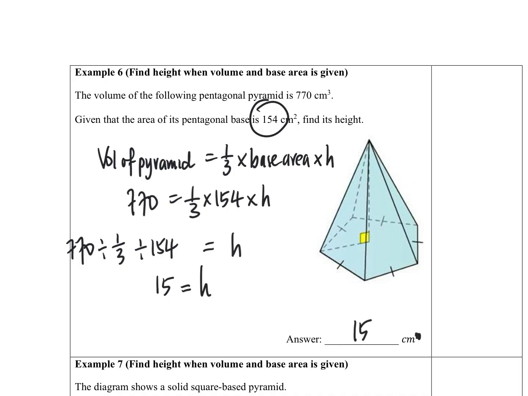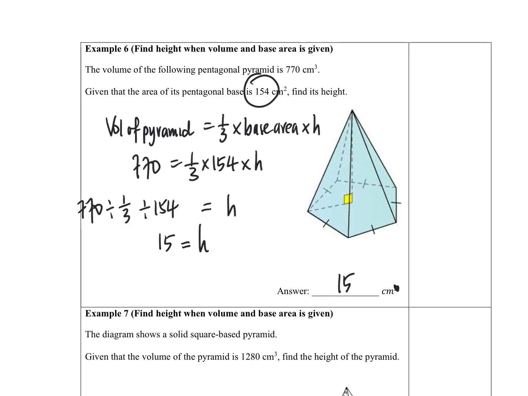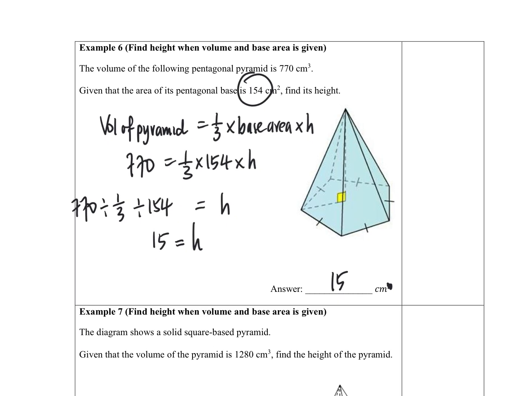Okay, the unit is wrong. It should be cm, not cm cube. Equal 2310. Okay, very simple, right? Yeah.